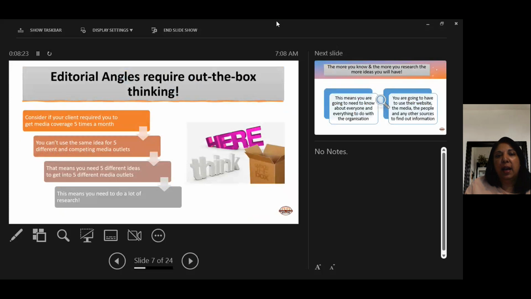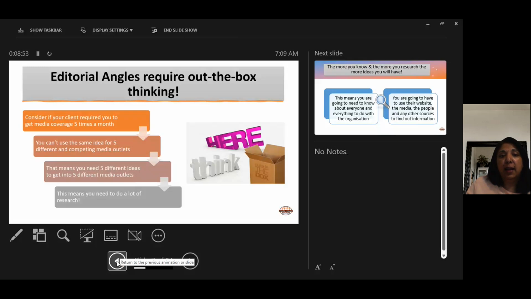Editorial angles require out-of-the-box thinking. Consider if your client required you to get media coverage 5 times a month. You are a PR consultant and you need to at least get 5 articles in 1 month. You cannot use the same idea for 5 different and competing outlets. That is not what the requirement is. You have to have 5 different ideas.